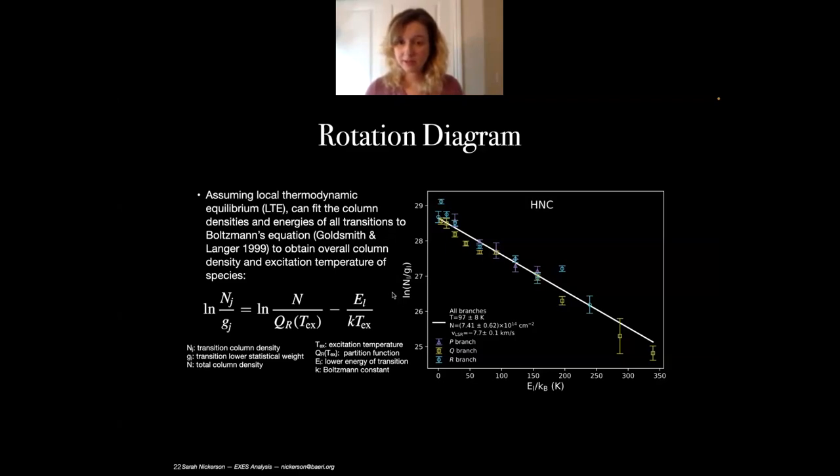So here on the plot is HNC. So you plot the transition energies for each transition versus the natural logarithm of the column density over the lower transition statistical weight. And you see that it follows a linear line, and so from this line we can get the temperature and the overall column density of this species. And then also we find the LSR velocity just by averaging the LSR of each transition.